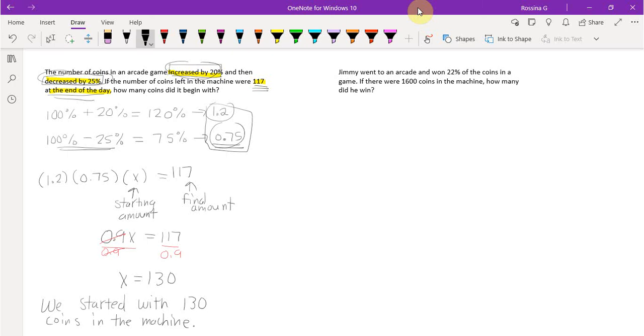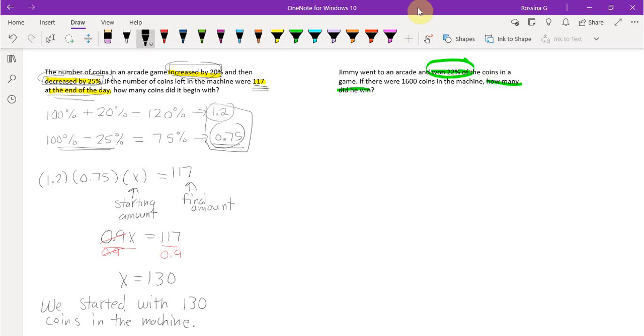We don't know any of that. The only thing we're curious about here is how many coins did he win? And the key numbers here are he won 22% of the coins in the machine. So the wording here is different. There's no increase, no decrease. It's just, this is the part that I won. If there were this many coins in the machine, I won a certain amount of them that I got to keep. The approach to these problems is different.